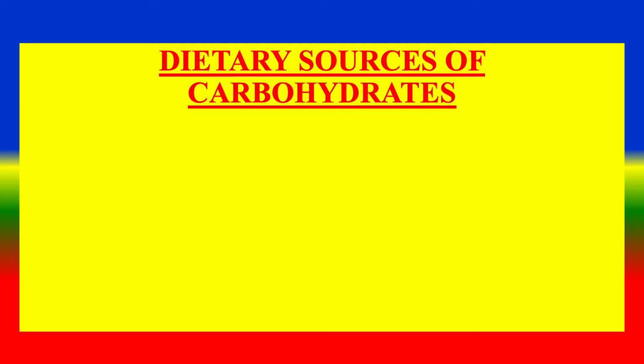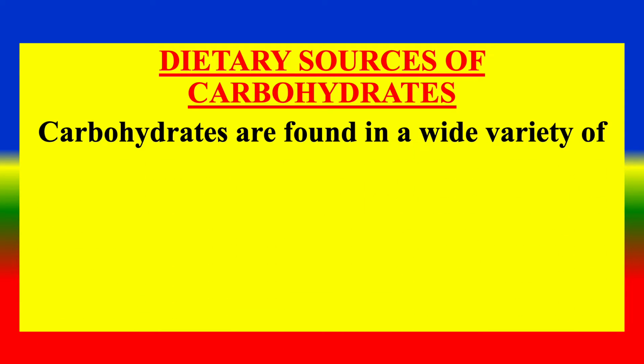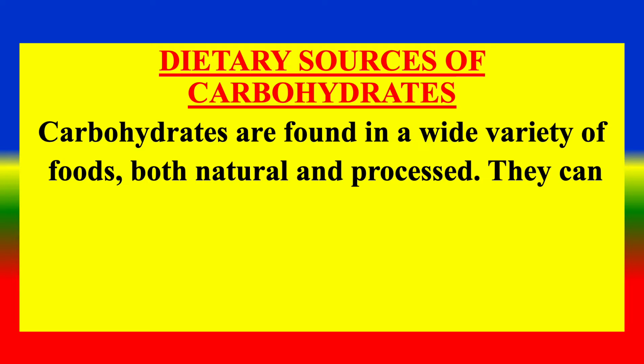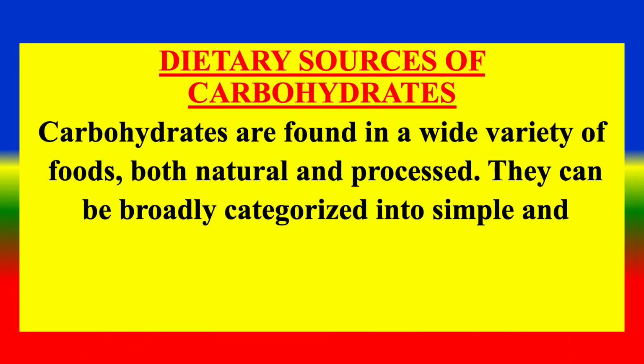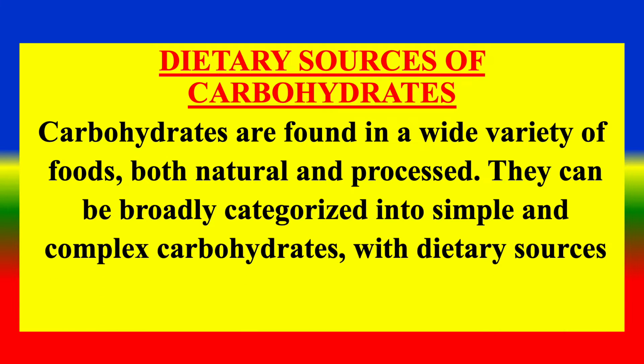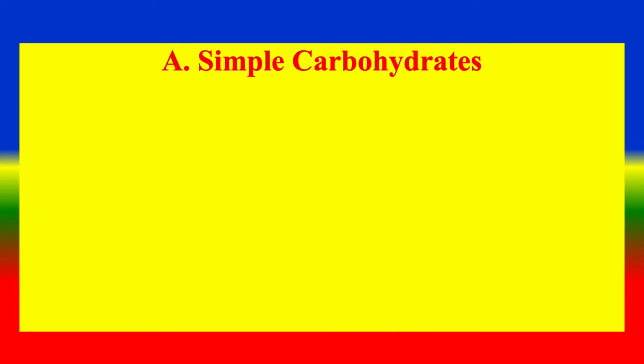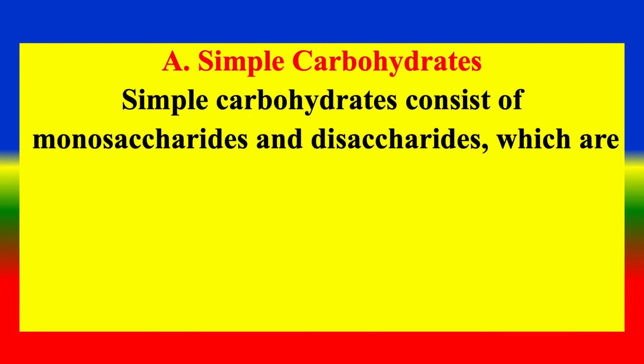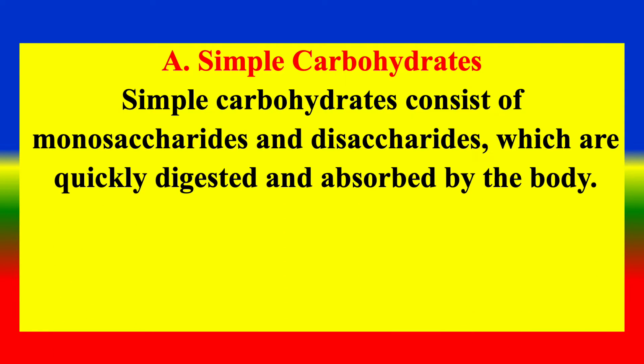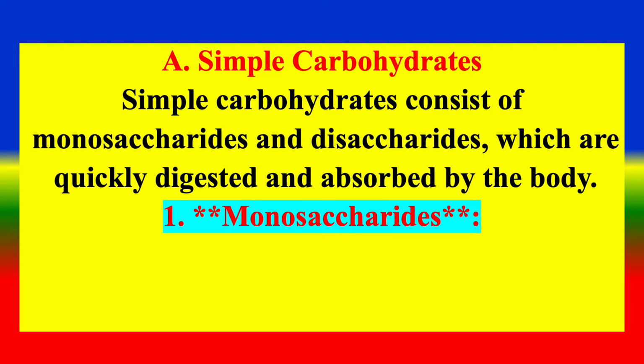Dietary sources of carbohydrates. Carbohydrates are found in a wide variety of foods, both natural and processed. They can be broadly categorized into simple and complex carbohydrates, with dietary sources varying accordingly. A. Simple carbohydrates. Simple carbohydrates consist of monosaccharides and disaccharides, which are quickly digested and absorbed by the body.